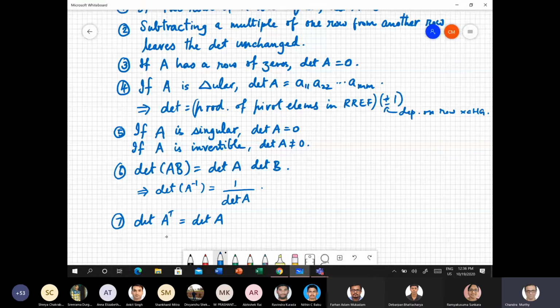Another question is whether A and A transpose will have the same eigenvalues. That is something we'll see later in the course, and it'll turn out that A and A transpose actually have the same eigenvalues.